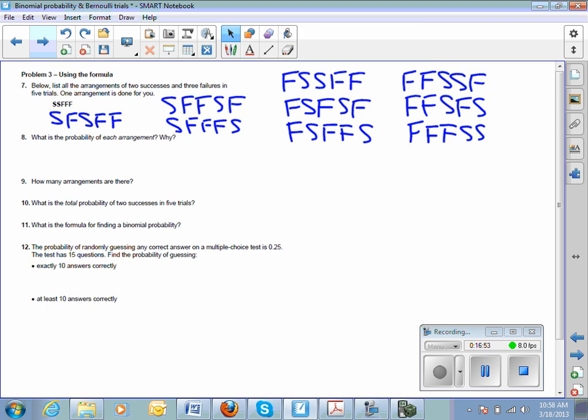How many have we done all together? 10. Okay. And what might have been a way that we could have predicted in the beginning that we would have 10 outcomes here using one of our nifty counting techniques? 5 choose 2. Very good. So we've got 5 slots because of the 5 trials, and out of those 5 slots, there are 2 ways of picking a position for a success, because we want to know the number of different ways that we can have 2 successes. So 5 choose 2 would have given us that to start. 5 choose 2 is equal to 10.